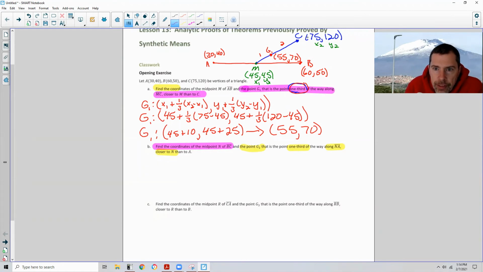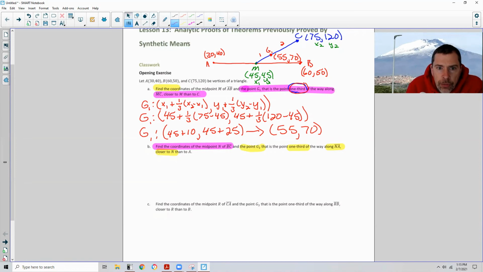So obviously this C is going to be over here further because this X is 60 and this is 75. So I should have gone over another 15 approximately over here. But again, like I said, this is just a guide, a diagram that's not to scale, just to help. So the coordinates of the midpoint N of BC and the point G. So let's just focus on this right now, midpoint N of BC.